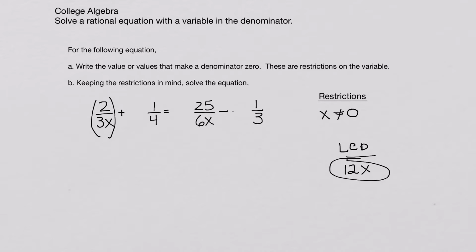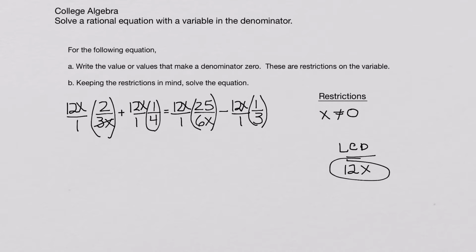So I have 2 over 3x, and that's going to get multiplied by 12x, and that's 12x over 1. And then I do the same thing to the 1/4, and the 25 over 6x, and finally the 1/3. It's a little squished in there, but it's all right. And now I can simplify. 3x divides into 12x 4 times, and 4 times 2 is 8, plus 4 goes into 12x 3x times.